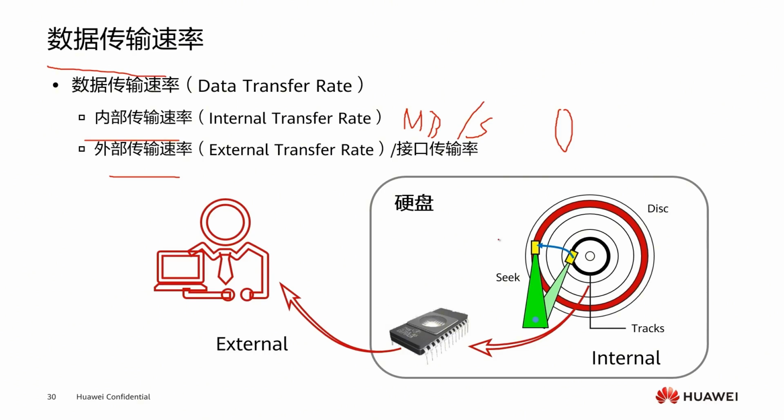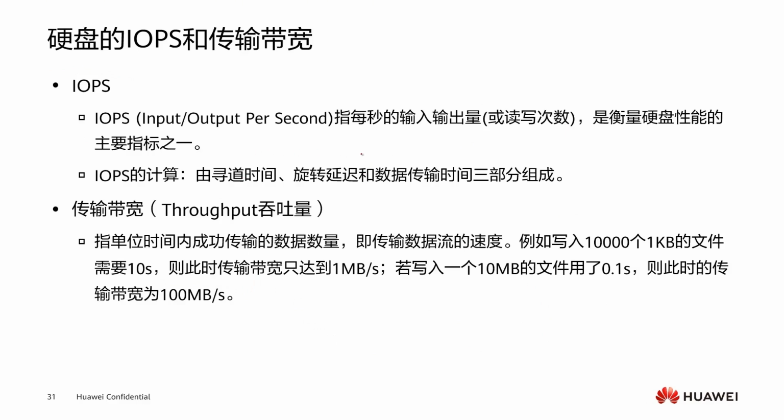It is related to the type of hard disk interface and the size of the hard disk cache. The hard disk's IOPS refers to the input/output volume per second. It is one of the main indicators to measure hard disk performance. It is composed of seek time, rotation delay, and data transfer time. The shorter the seek time, the faster the I/O operation. The average seek time of current hard drives is generally between 3 and 15 milliseconds.